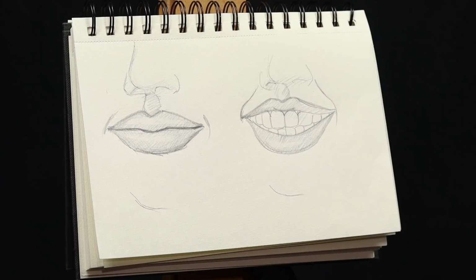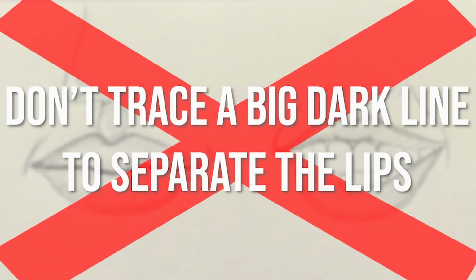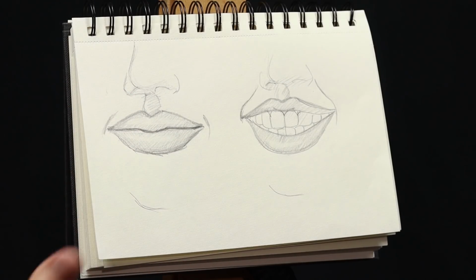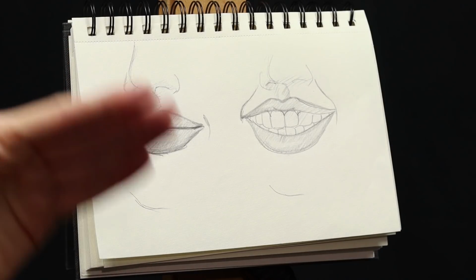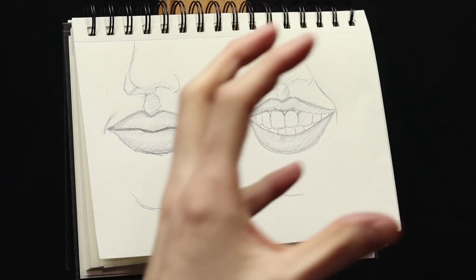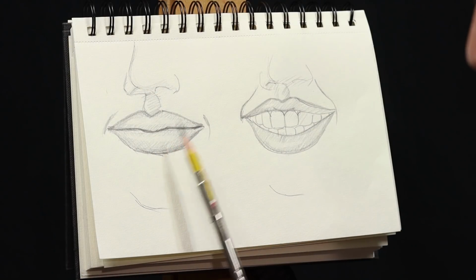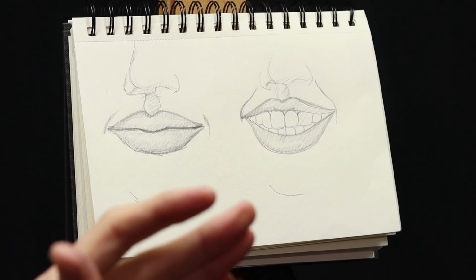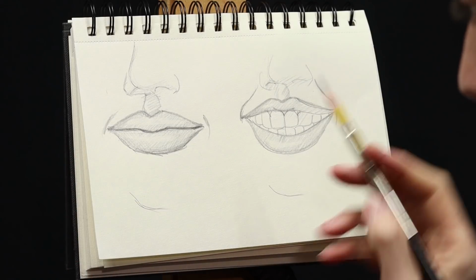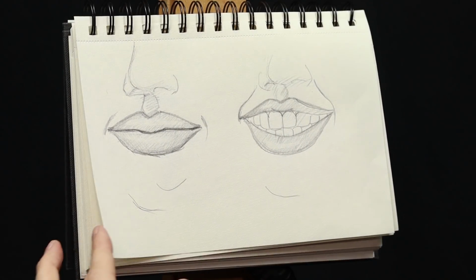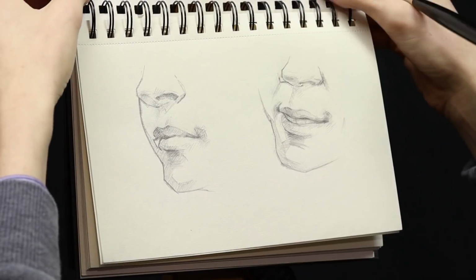Now the next one is a don't. Don't trace a big dark line to separate the lips. Of course, there is a gap between the lips, and of course the inside of the mouth is not lit, so there are shadows there. So very often this line is very visible and dark, but this sort of thing is what a child would do. Like you ask them to draw a mouth and they just draw a line. This is not how it actually is.